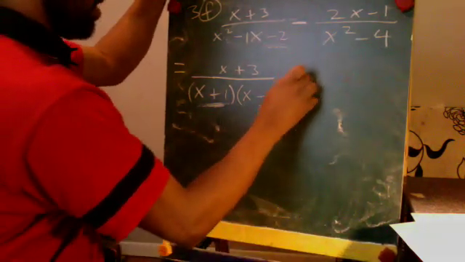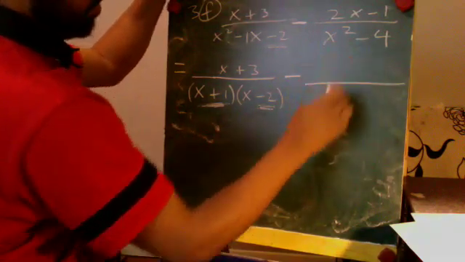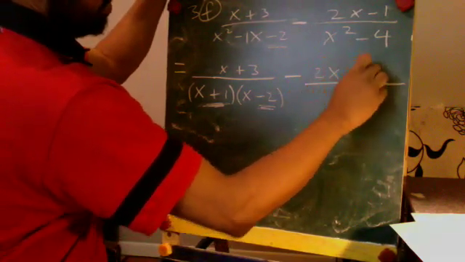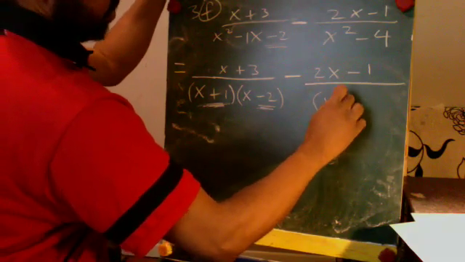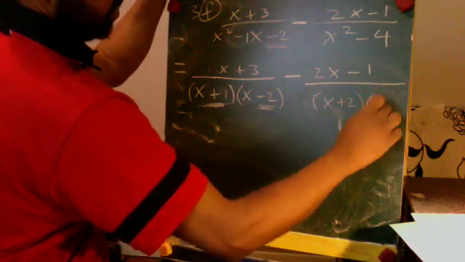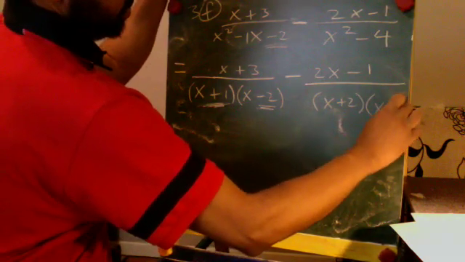All right, so now I'm going to factor the denominator on the right side. And that's going to give me an x plus 2 and then x minus 2.